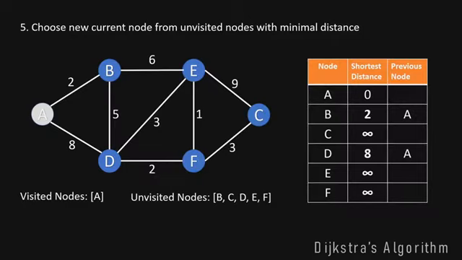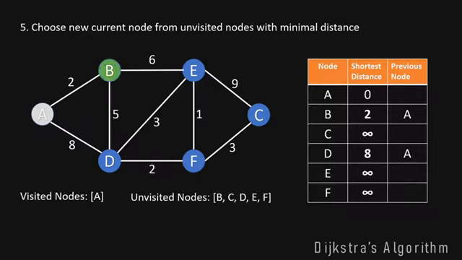So when you look at our table, we have A with a distance of 0, but A is already visited. We have B as an unvisited node with a distance of 2. And we have D with a distance of 8. All the other nodes have distance infinity. So B has the current shortest distance of all unvisited nodes. This means that B becomes our current node.